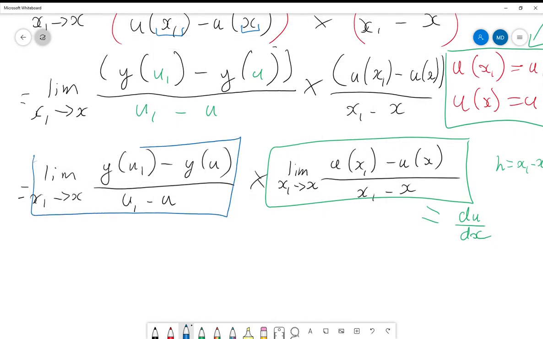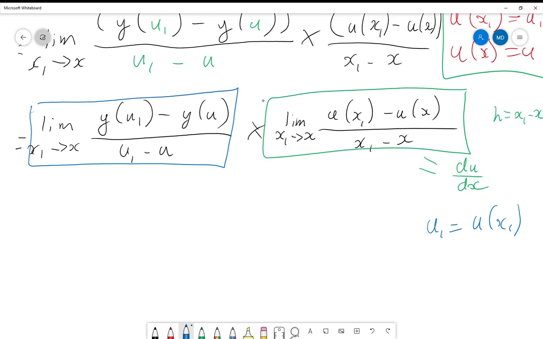Over here, though, we can't quite do that because the variable inside the limit is u1 and u, but our limit is x1 tends to x. But remembering that u1 is equal to u of x1, and u is equal to u of x, as x1 tends to x, it's going to have to be the case that u1 tends to u, because if I were to just think of the substitution here, as x1 tends to x, u1 just tends to u.